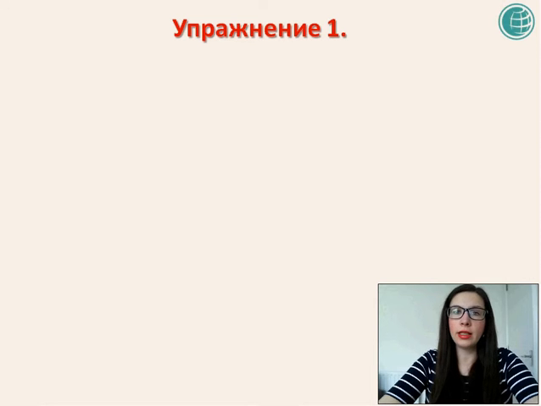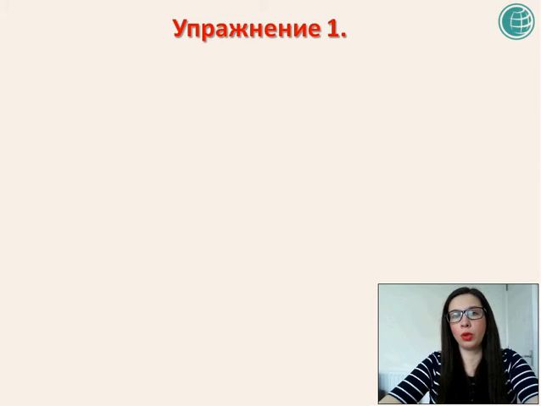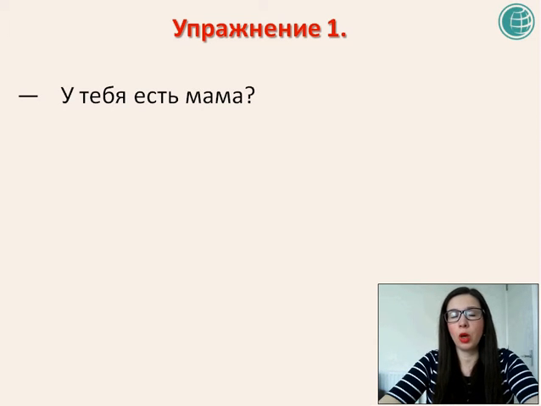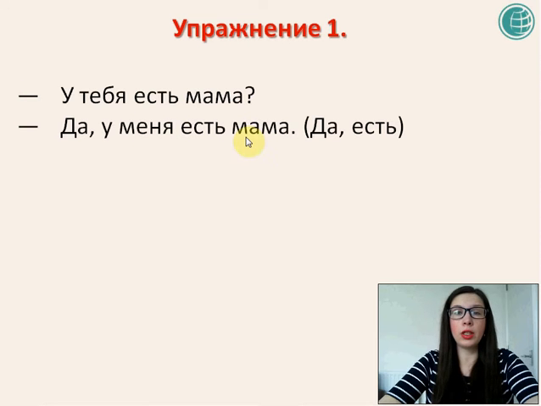Упражнение 1, exercise 1. I will give you a simple dialogue and I will tell you what to say in Russian, and you will try to translate whatever you want to say from English into Russian. You will understand. The question. У тебя есть мама? Answer that yes, you have a mother. Да, у меня есть мама. Or short answer can be да, есть. Yes, there is. Is there a mother to you? Yes, there is.